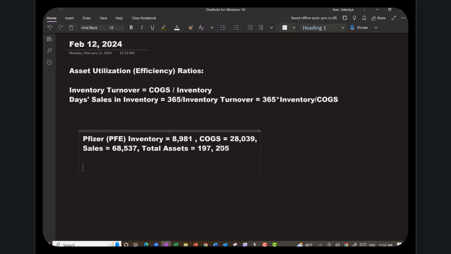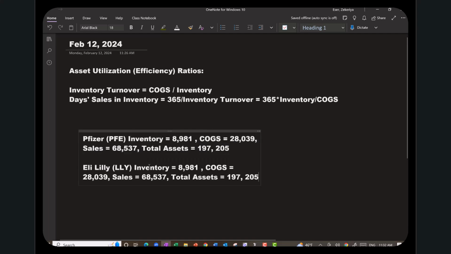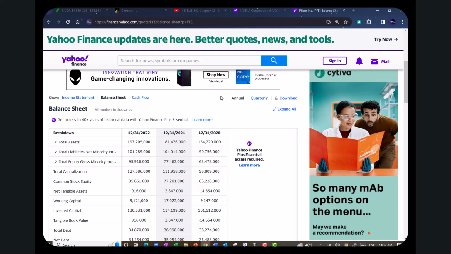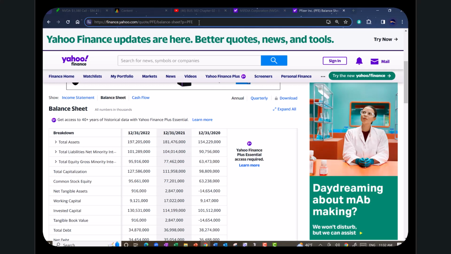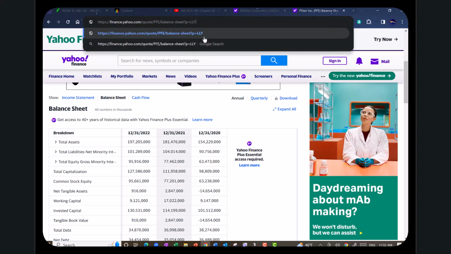Eli Lilly is another pharmaceutical company. I'm going to be civilized and copy paste, just change the numbers. On Yahoo Finance, if you want to go to the page directly while changing the ticker, just change the ticker here.